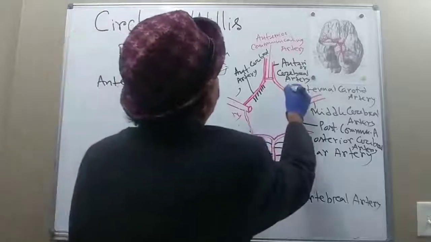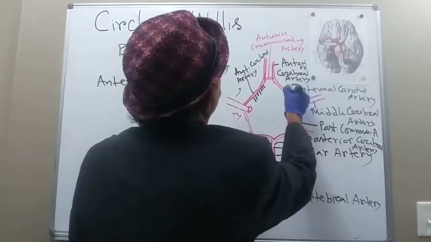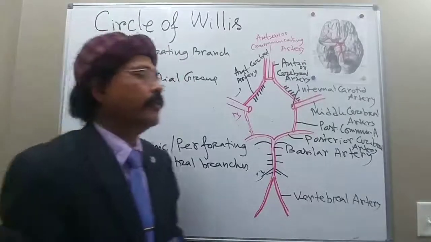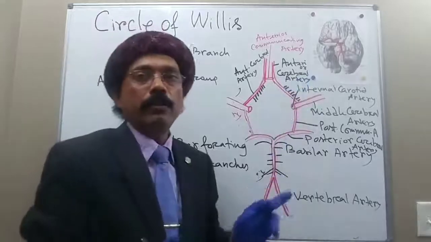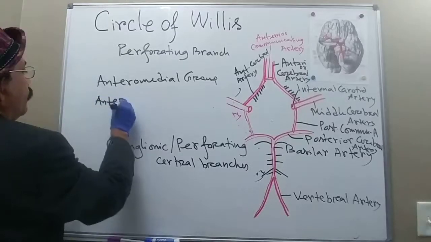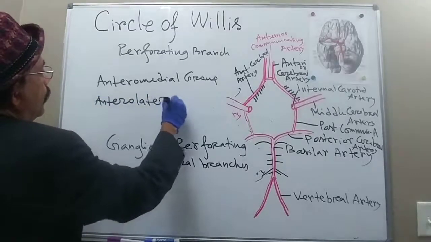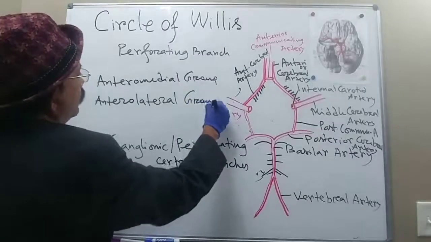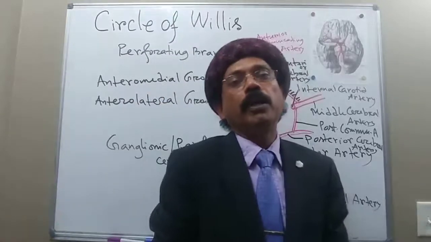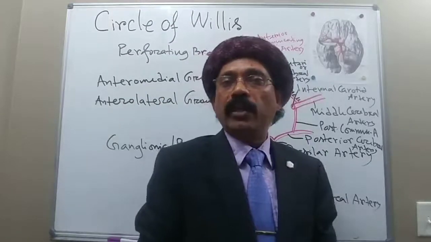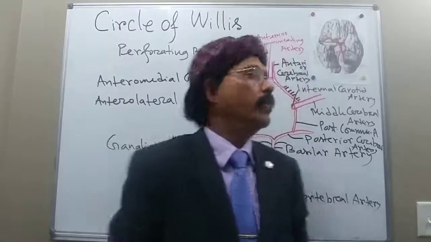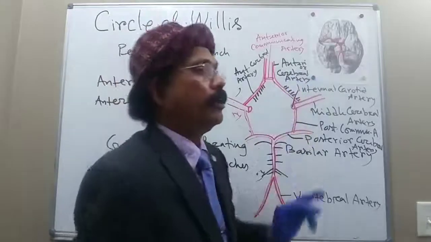We have the anterolateral group of perforating branches. They will go through the anterior perforating substance. Okay, this will include the lenticulostriate branches. So the anterolateral group includes the lenticulostriate branches. Those will supply the basal ganglia like the corpus striatum, lentiform nucleus, and caudate nucleus. This will supply those parts.